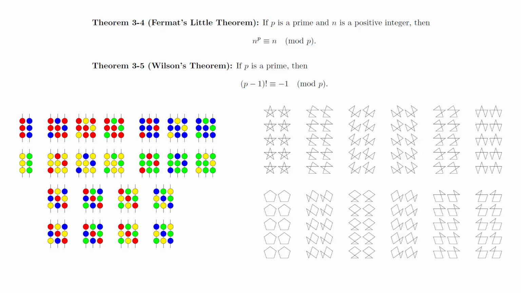In Chapter 3, we looked at some combinatorial proofs for number-theoretic statements. These are proofs that proceeded by counting numbers of objects in certain ways. We used these techniques to prove two important theorems in number theory, Fermat's Little Theorem and Wilson's Theorem.